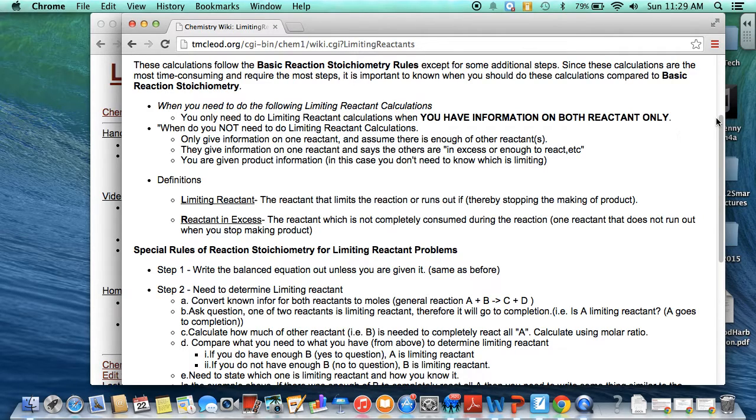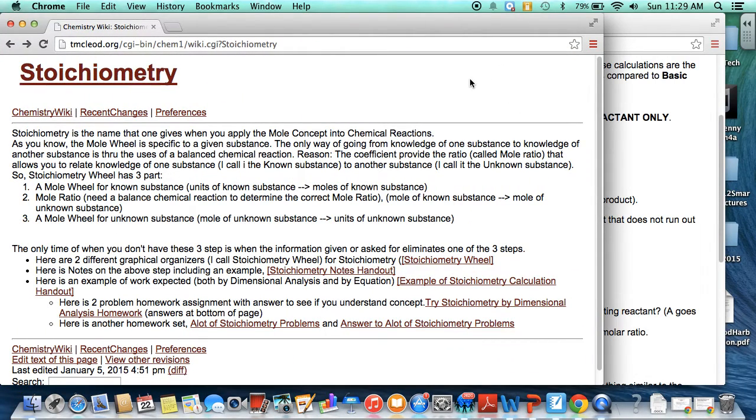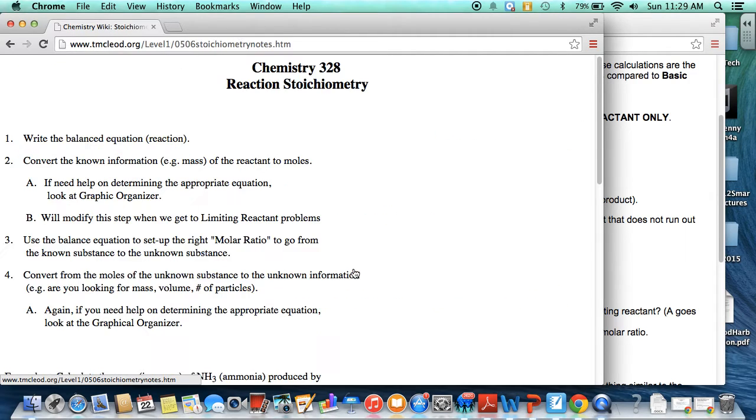So these problems are exactly like any other stoichiometry problems. Again, the only difference is you have to first figure out which of the reactants runs out first, so that's the one that's going to determine how much product you make. So that's why I have this one. You should be able to go back in your notes and take a look at this. These are the steps of stoichiometry. And if you look at this in the steps of stoichiometry, there's the stoichiometry notes handout.